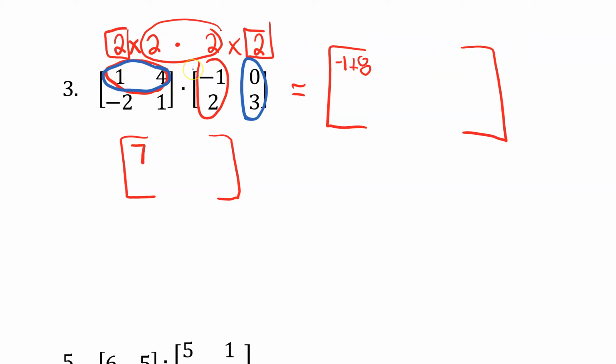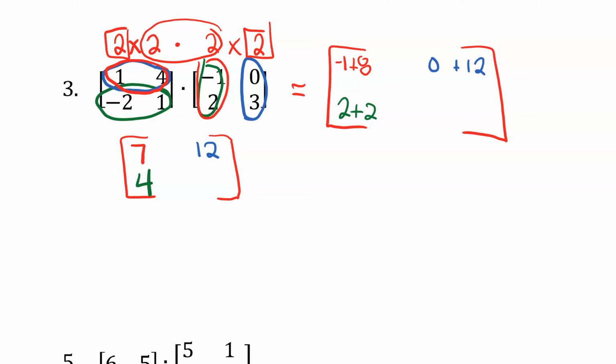So 1 times 0 is 0, and 4 times 3 is 12. So 0 plus 12 is 12. Then I multiply this row by this column, and the answer will go right here. -2 times -1 is 2. 1 times 2 is another 2. 2 plus 2 gives me 4.